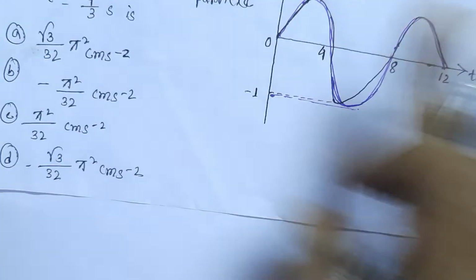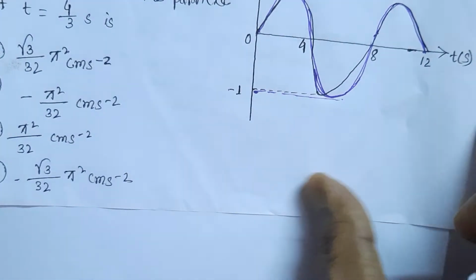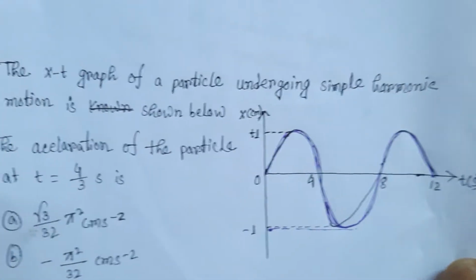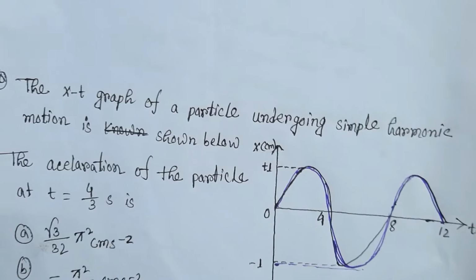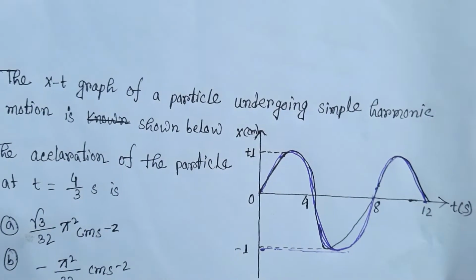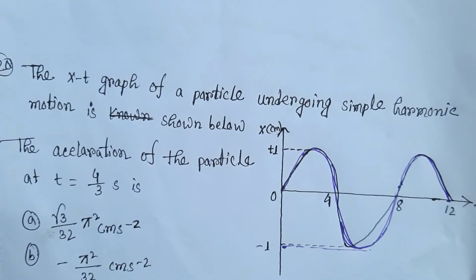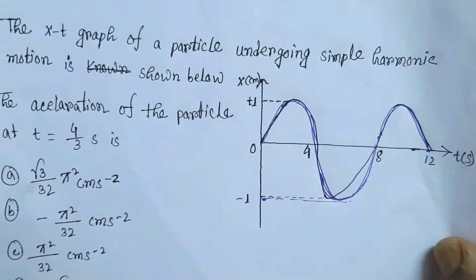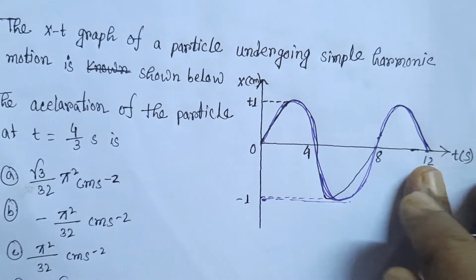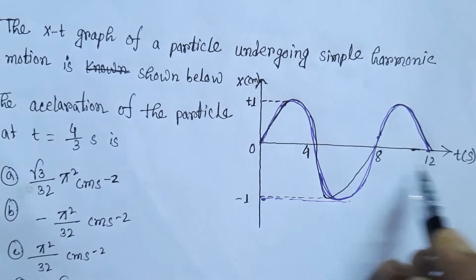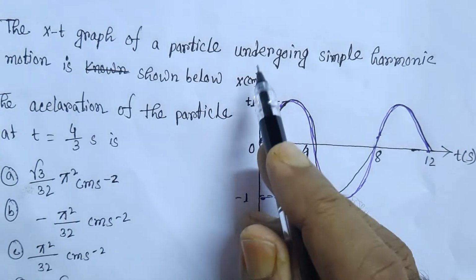Now we see question number 20. Question number 20 is also from simple harmonic motion. The x-t graph of a particle undergoing simple harmonic motion is shown below. Here is an x-t graph, with t along the x-axis and x along the y-axis.